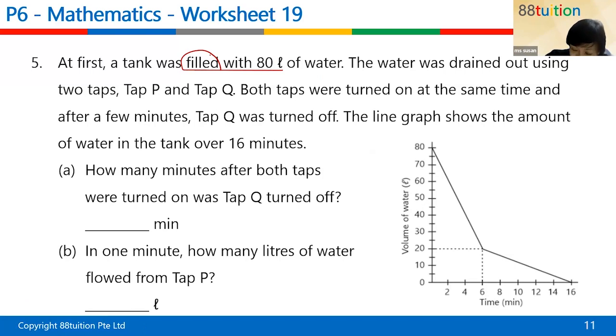All right. And then the water drained out using two taps, P and Q. Both taps were turned on at the same time, and after a few minutes, Q was turned off. Q turned off means P continues, right? That's the thing. You must know that P continues to flow. The line shows the amount of water over the 16 minutes. So from this part to this part here, we are talking about this portion. So now I'm going to break it into this like that.